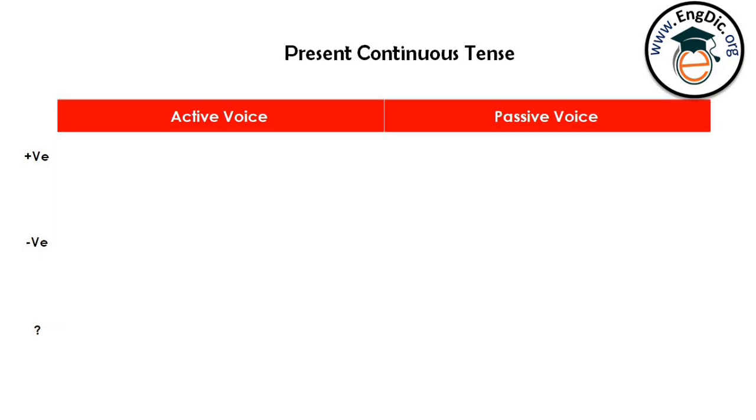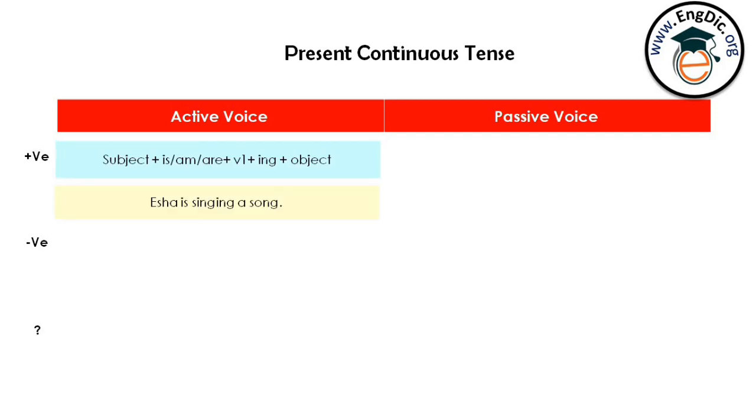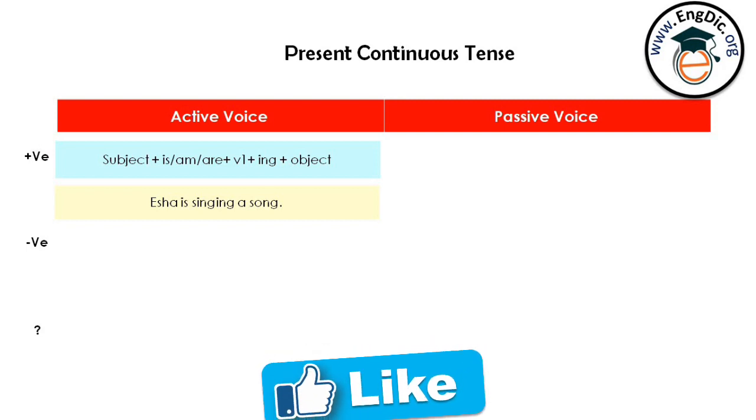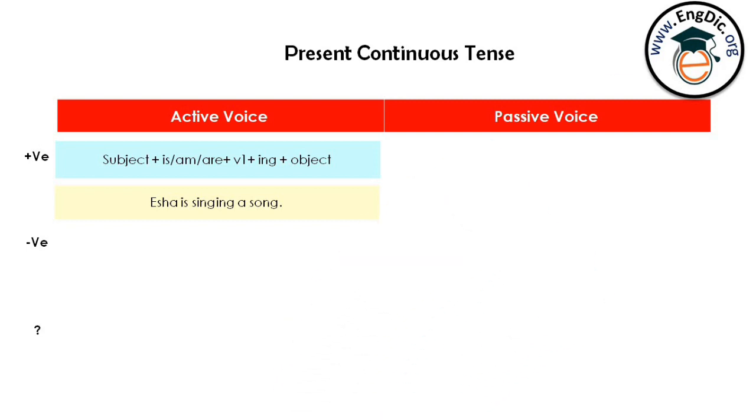Present continuous tense. So now we are moving towards the formation of active and passive voice in present continuous tense. In simple or positive sentences, we put the subject, is, am, are, first form of verb plus ing, and then the object. Subject, is, am, are, first form of verb plus ing, and then the object. Isha is singing a song.